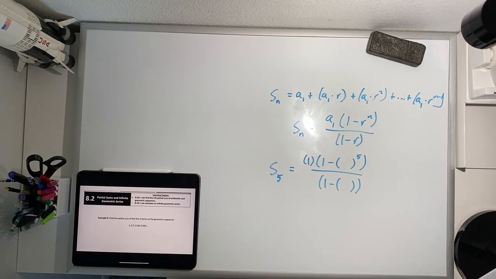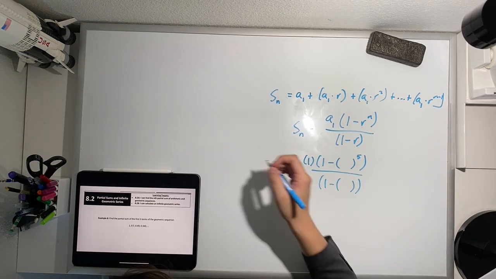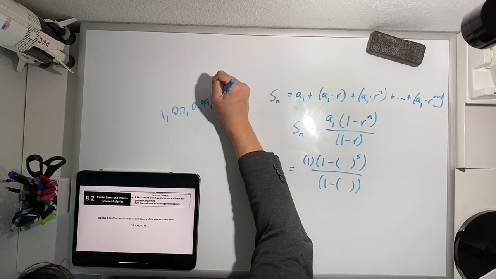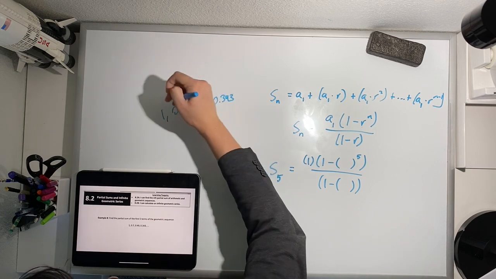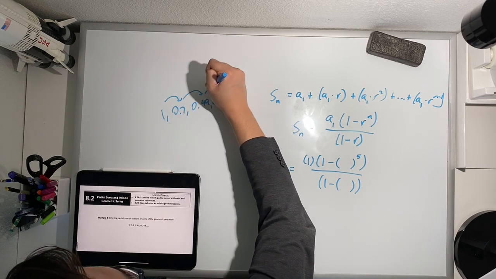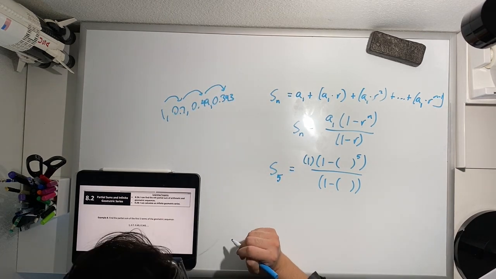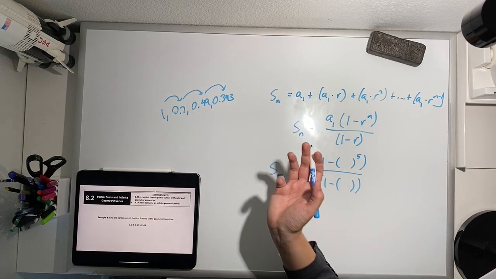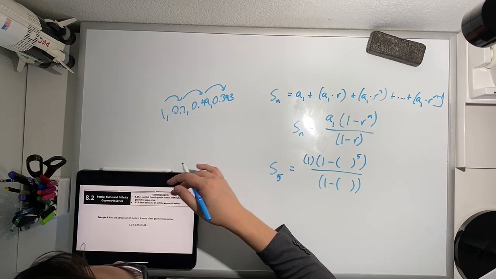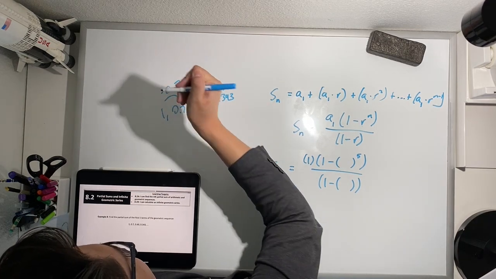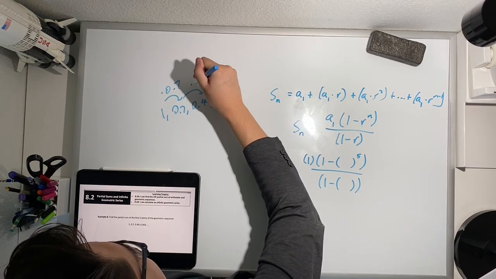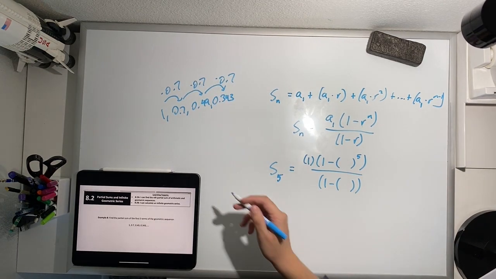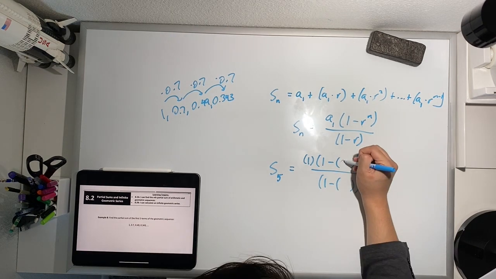Now, what are we multiplying by here? If we have 1, 0.7, 0.49, 0.343. What are we multiplying or dividing by to get to the next number? Okay, it's geometric, so we're multiplying or dividing. Okay. 1 times what is 0.7? That right there should be a dead giveaway. 0.7. And 0.7 times 0.7 is 0.49. And so on. So what is r? It's 0.7.